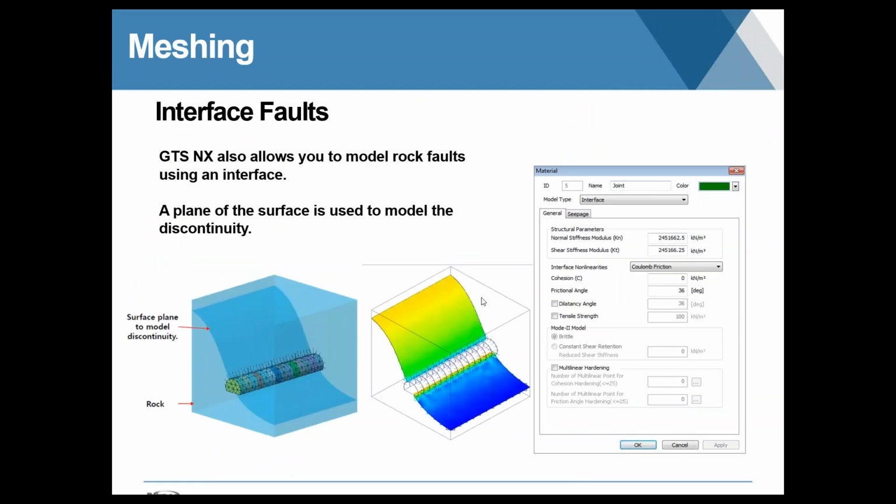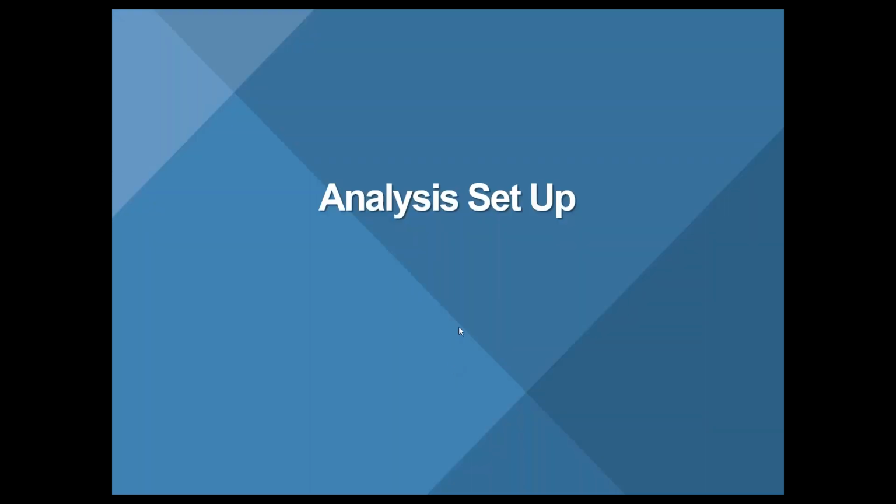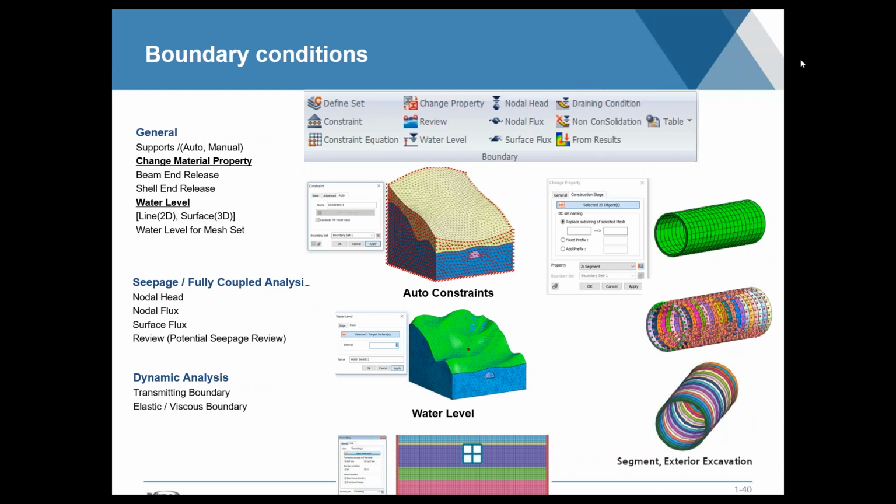We do have the option to also have interfaces. If you needed to model some sort of a big fault in your model, you can define the stiffness or the friction between the layers and model this as a plane interface. But once you get past all the meshing, then you would be moving on to applying boundary conditions. There are different kinds of boundary conditions specific to consolidation or seismic analysis. In our case, we're just going to do the normal constraints of our boundary. We'll use the auto feature, and we'll define the water level.